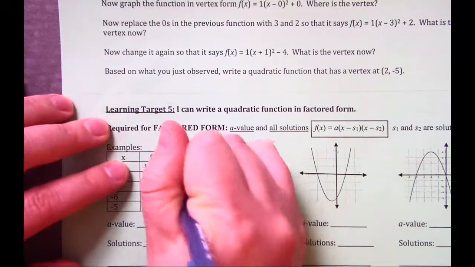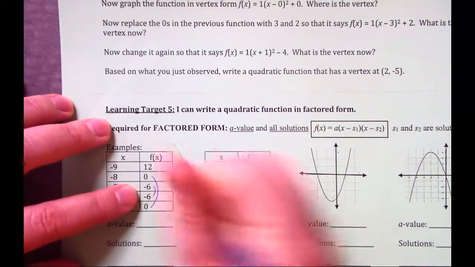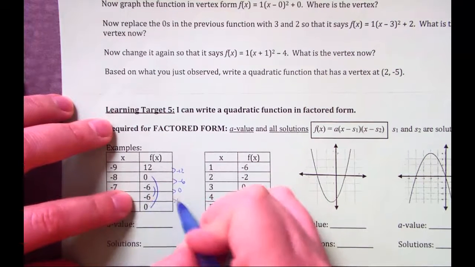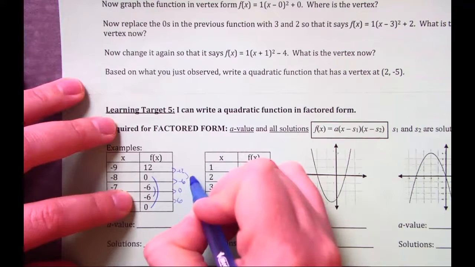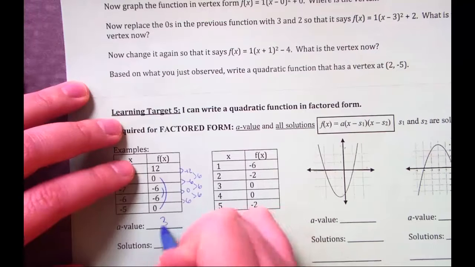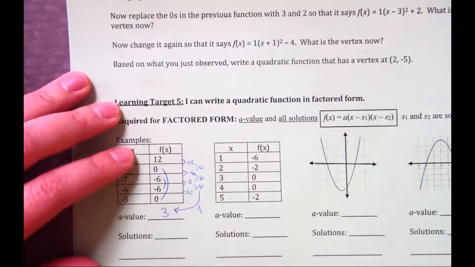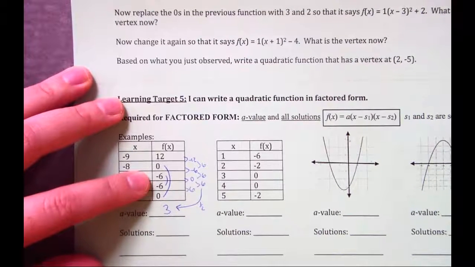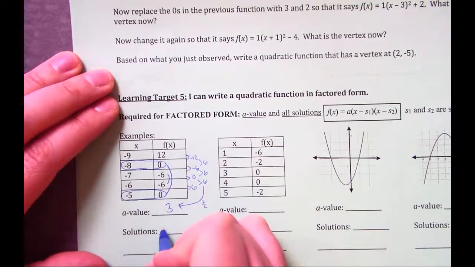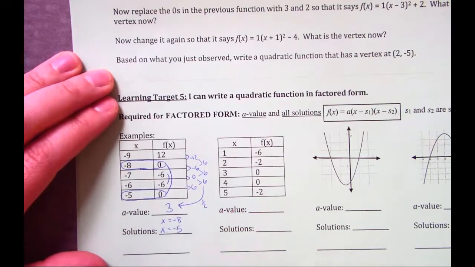First, we need the value of a. So from 12 to 0, that goes down 12. 0 to -6 is down 6. From -6 to -6, it doesn't change at all. And then from -6 to 0, it goes back up 6. So your second change, that's adding 6, adding 6, adding 6. So your a value is 3 because remember, it's half of the second change. Now we don't have the vertex, so we can't use vertex form, but we do have the solutions right here and right here. So I'm going to say x equals -8, x equals -5.